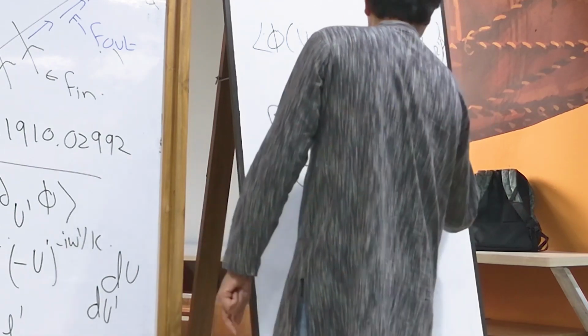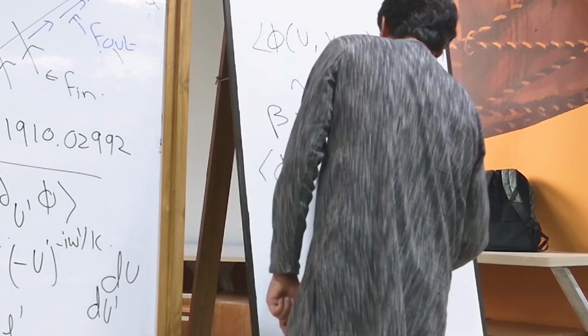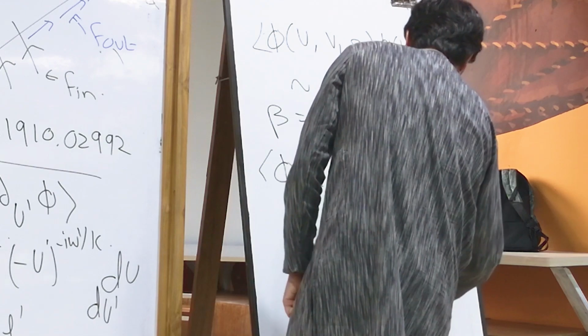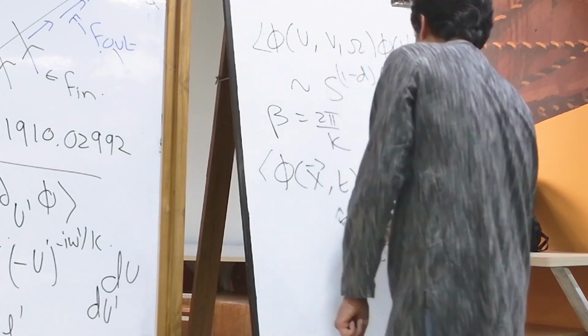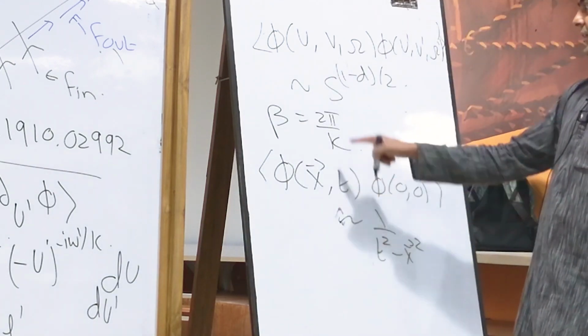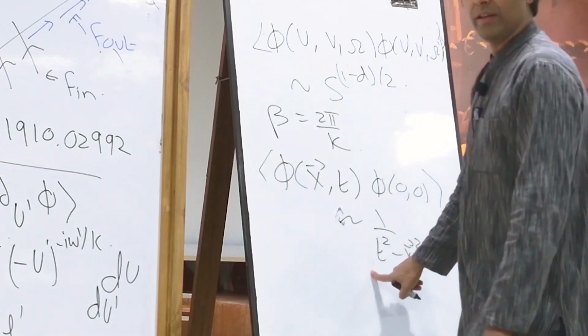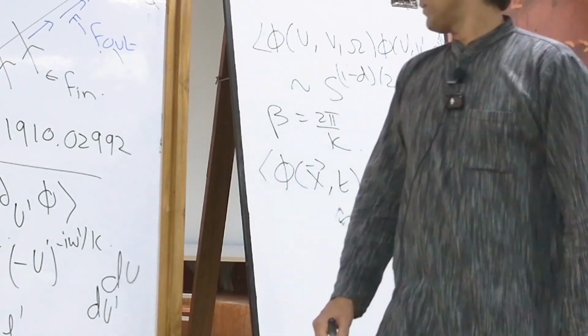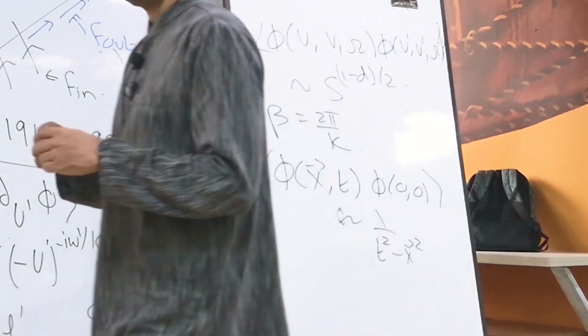In 4 dimensions, you're probably familiar with this correlation function. This goes like 1 by t squared minus x squared. Have you seen this? This is this s. So it's this correlation function for a massless field for very short distances.